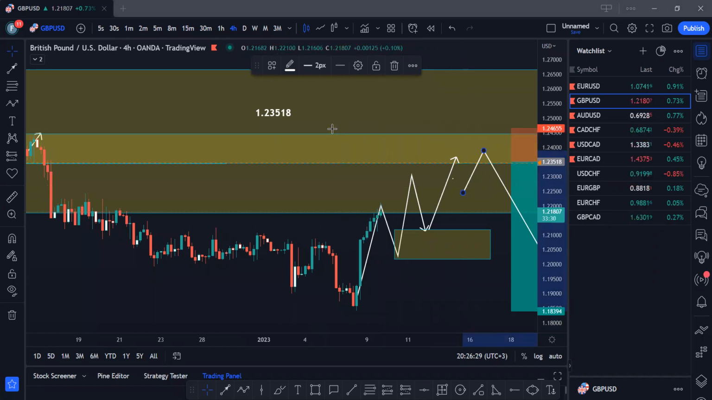Good. So let's check out EUR/USD. That's the next trade. EUR/USD.